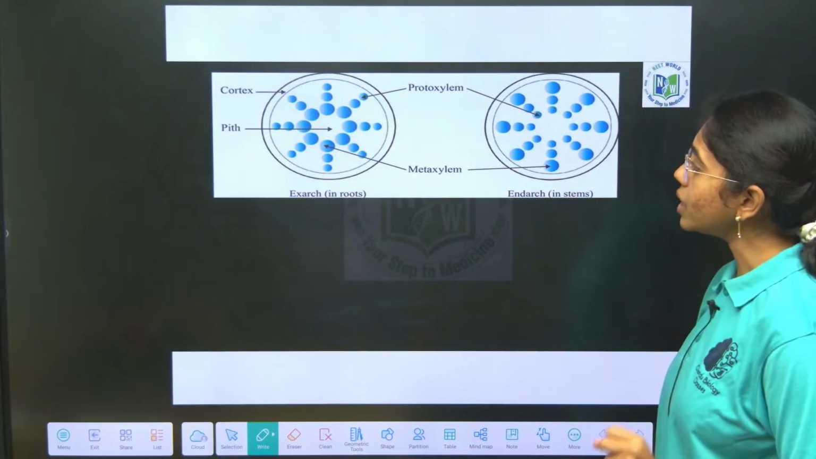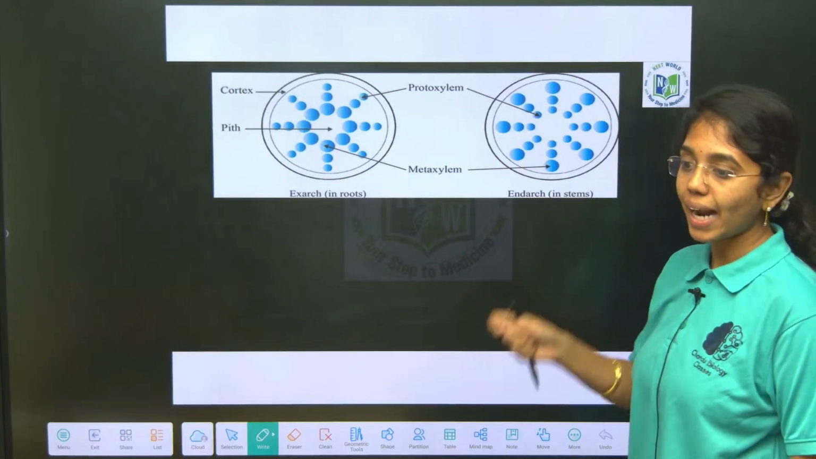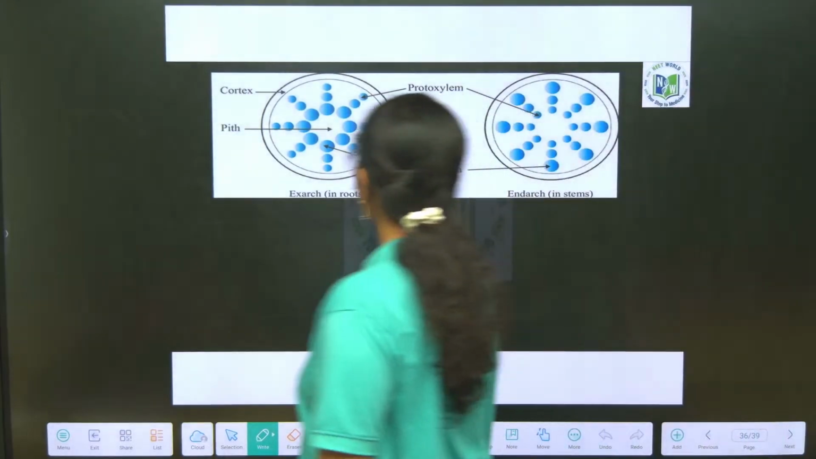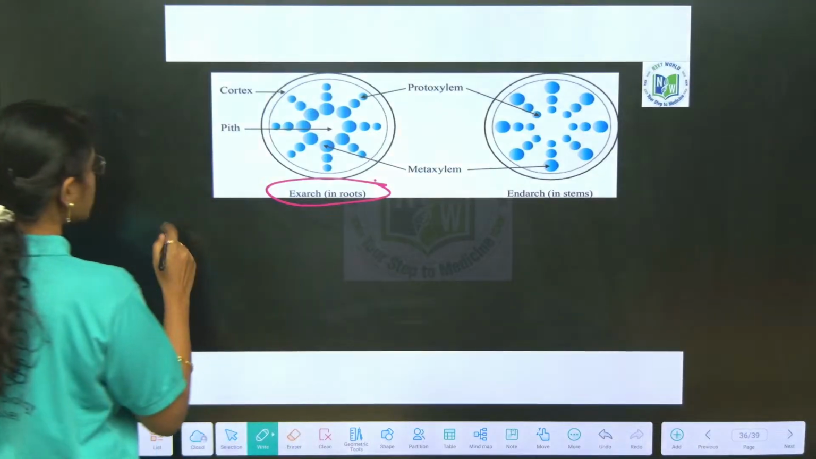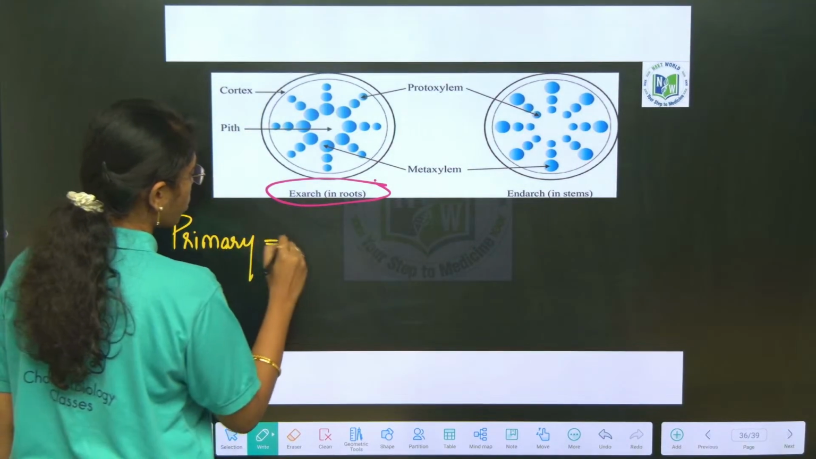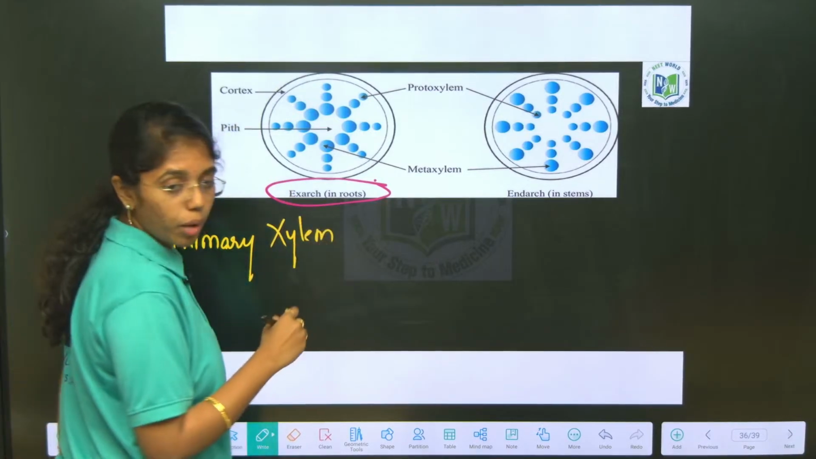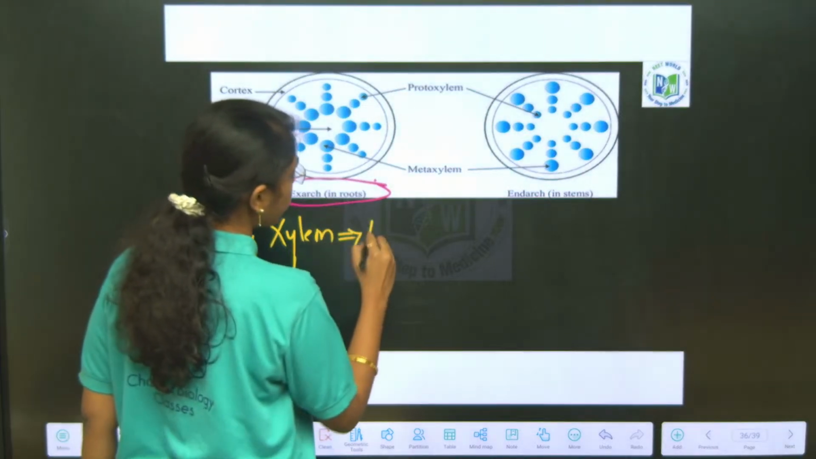Next, here you see xylem and phloem exist in two conditions, exarch and endarch. Exarch in root. See, the primary xylem is called what? Protoxylem. First formed xylem or primary xylem is called what?